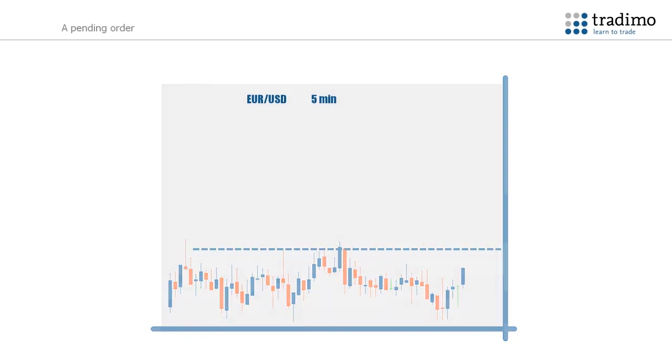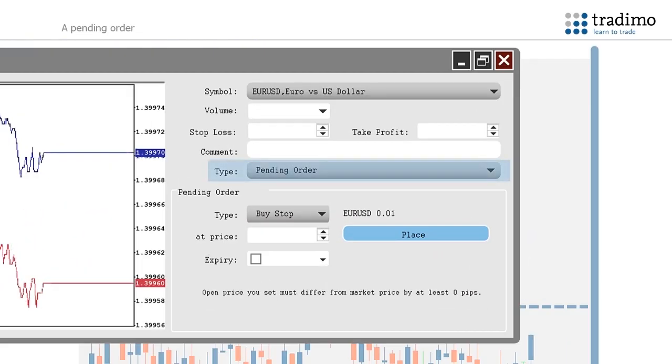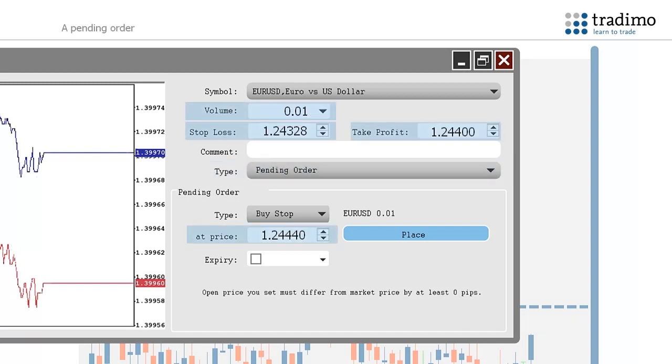Instead of waiting for a specific price level to be reached to place your trade, you can tell the trading platform to automatically open your trade if that price level is hit. This is called entering a pending order. You tell the software where your entry, stop loss, and profit target will be, and the position size or volume you want to trade with, and the software does the rest.